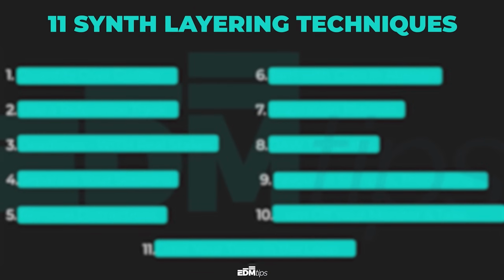You have one layered synth out to the left, maybe you can layer the other one out to the right, and this just allows, once again, more space for each layer to breathe on its own, which means the cohesive whole will just sound better. So without further ado, let's get into these 11 synth layering techniques.